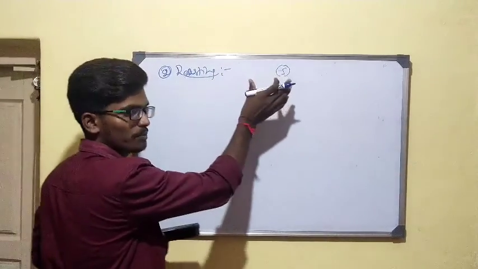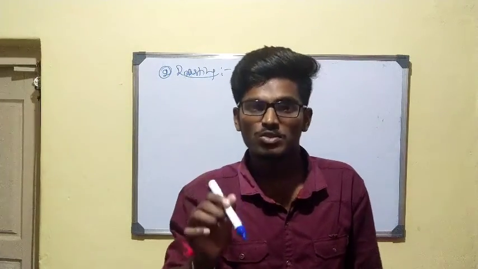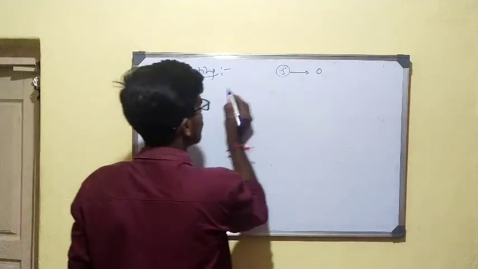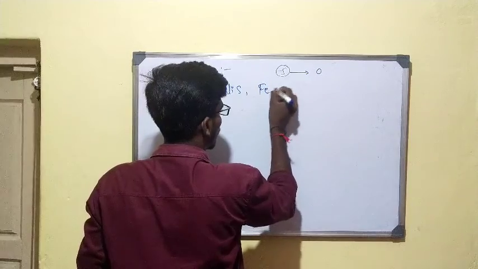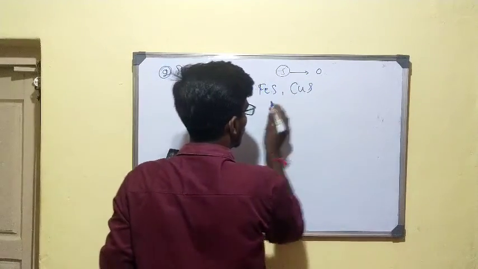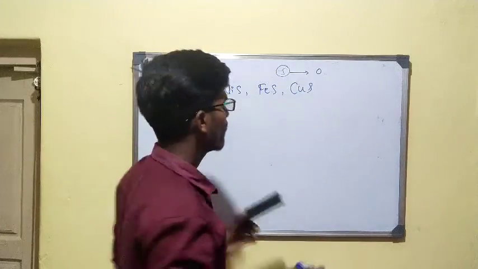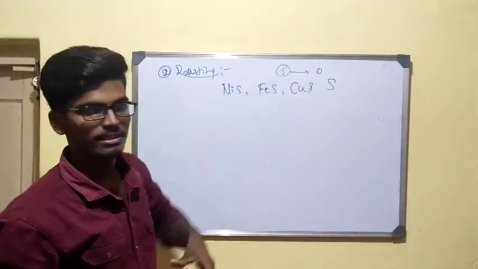Roasting is nothing but heating the ore material, or the concentrated ore, in the presence of oxygen or air. When you heat the ore in the presence of oxygen, the sulfur gets oxidized. For example, here you have nickel sulfide, iron sulfide, and copper sulfide. These are the sulfides of metals we observe in Pentlandite, and it also includes sulfur. So to remove the sulfur, I have to roast.